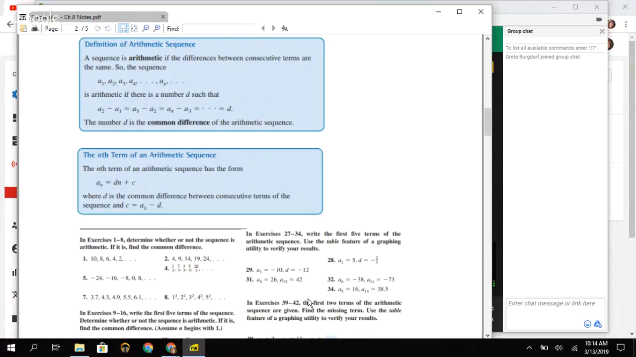Let's just do a couple of these really fast. So number 2, the difference between the second term and the first term is 9 minus 4, which is 5. The difference between the third and the second is 14 minus 9, which is 5. The difference between the fourth and the third is 19 minus 14, which is 5. 24 minus 19 is 5. So we would say, yes, this is an arithmetic sequence, and the common difference is 5.